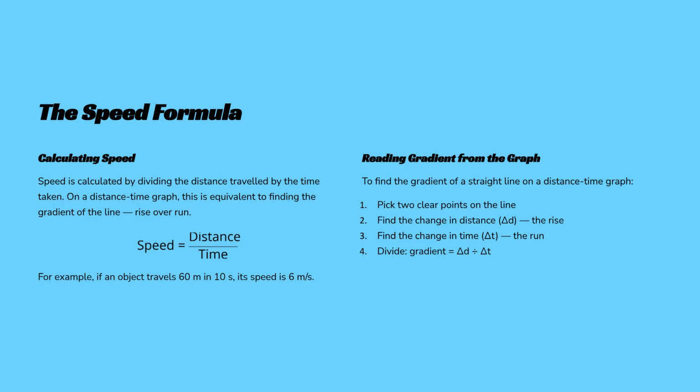You can calculate speed using the formula. Speed equals distance divided by time. On a graph, this is finding the gradient using rise over run. Simply pick 2 points on the line, find the changes in distance and time, and divide.